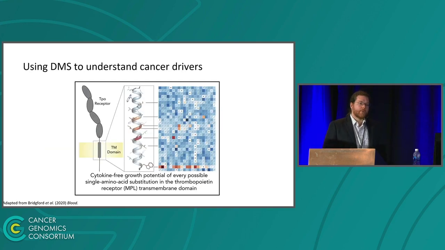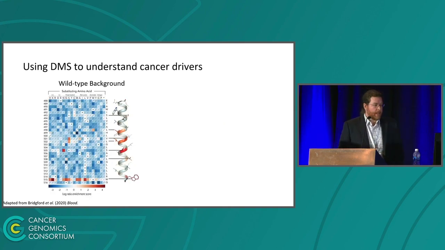So the first one is using mutational scanning to understand cancer drivers. Here, this is a mutational scan of the transmembrane domain of MPL, the TPO receptor. I'm not going to try to explain what this does, because I think at least half the people in this room understand the biology of this system much better than I do. But the takeaway here is that we've done a mutational scan of the transmembrane domain.